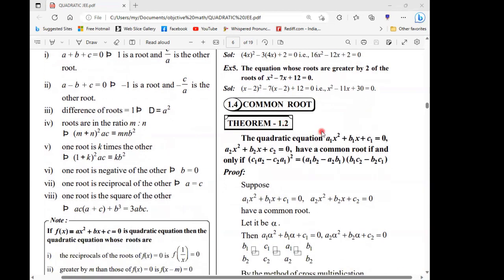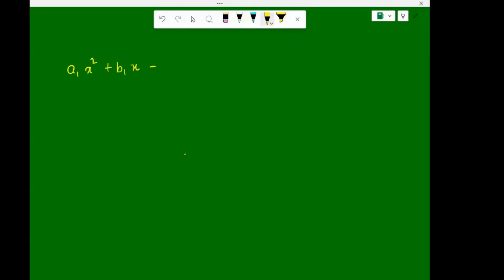Next concept, common root and its condition. Okay. So two quadratic equations, for example, the quadratic equations are as follows. a1x square plus b1x plus c1 equal to 0. And another quadratic equation, a2x square plus b2x plus c2 equal to 0.